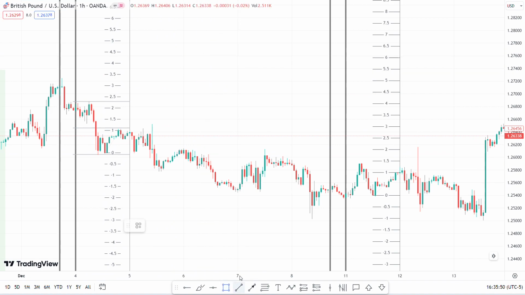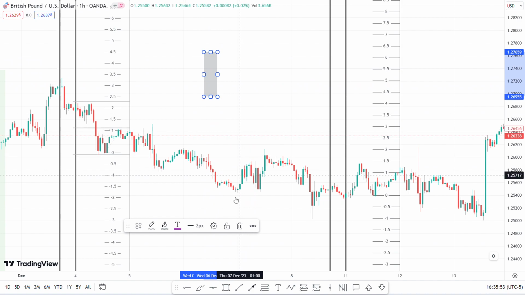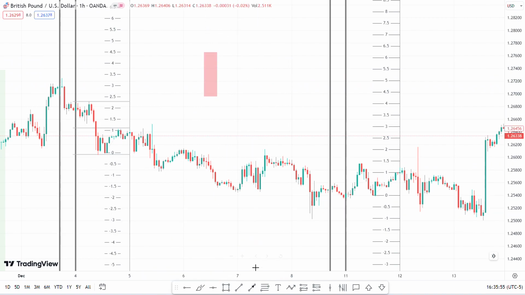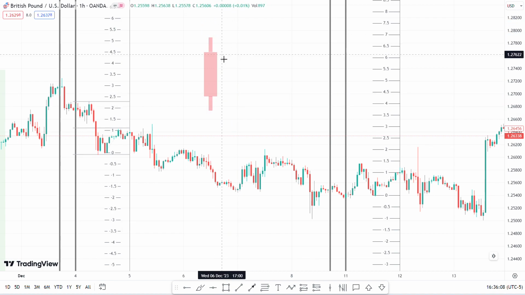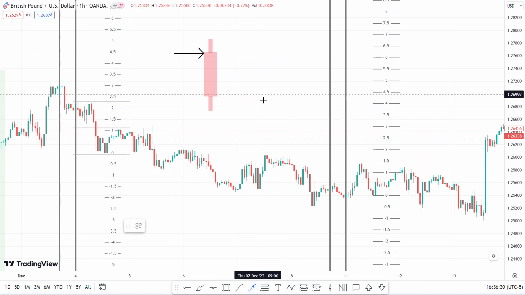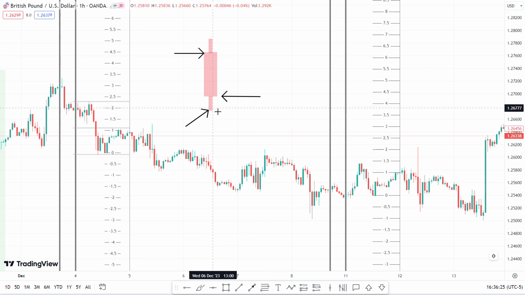If you don't know what the body of the candle is, this is a candlestick. For those of you who know, you can maybe not skip this part because this might be interesting still.